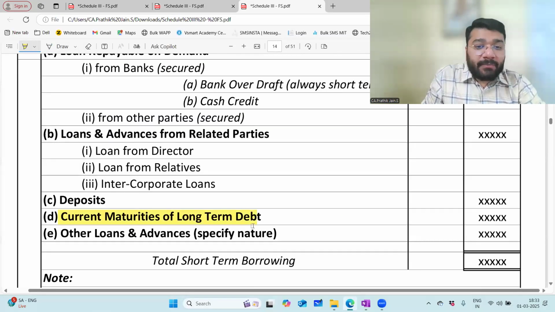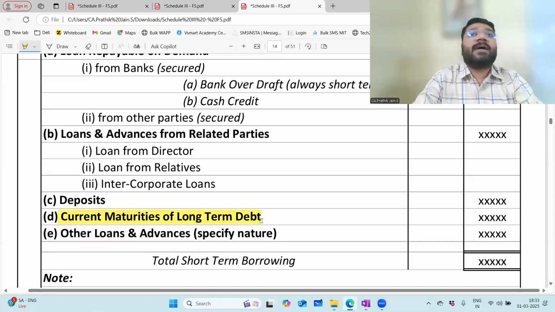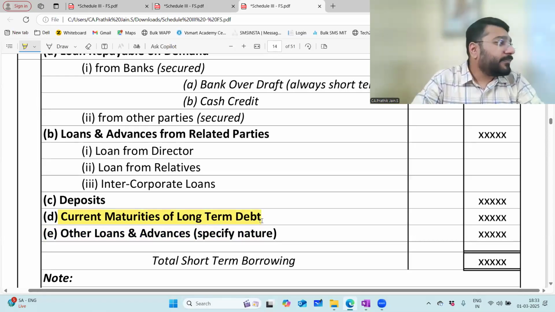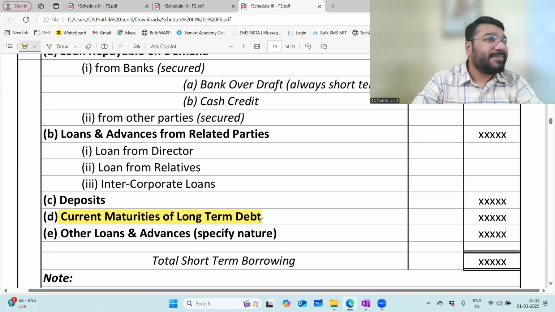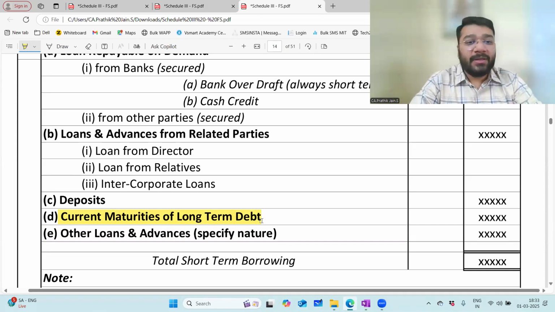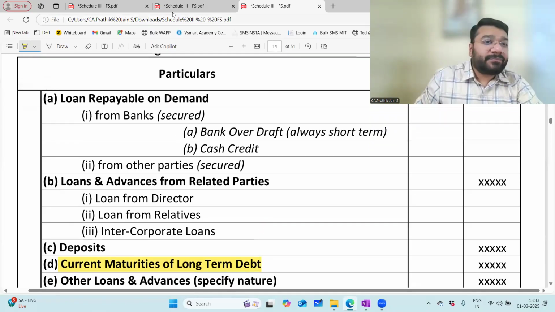Current maturities of long-term debt. This is one place where the ICA will definitely check upon. And this was a favorite topic back then in 12th CBSE also. The same point we're discussing now. That apart, you take anything else.